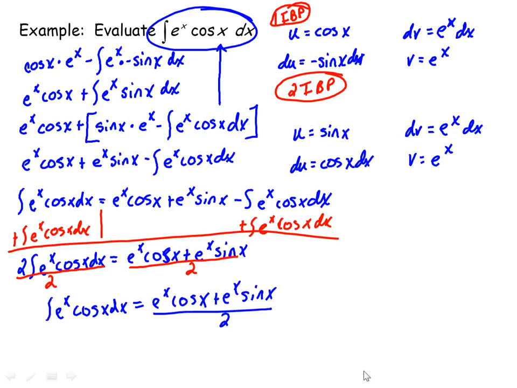Just be aware if something continues to loop and it takes you back to where you started from: set your original integral equal to that very last line of your second integration by parts. Good place to make a note right there. Set your original integral equal to your second integration by parts, and then solve the equation using algebra.